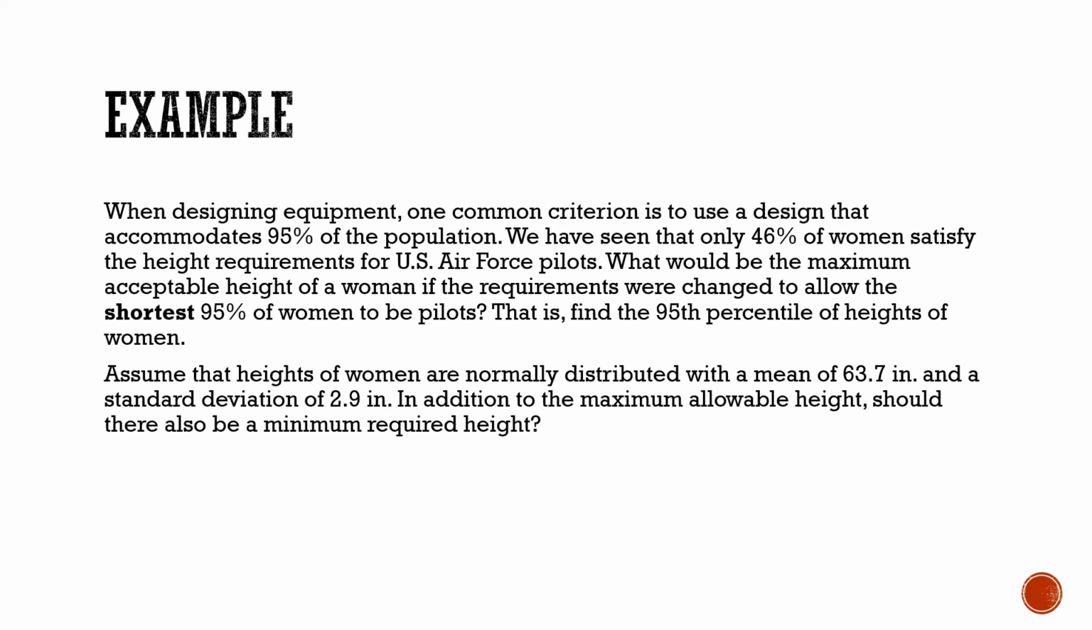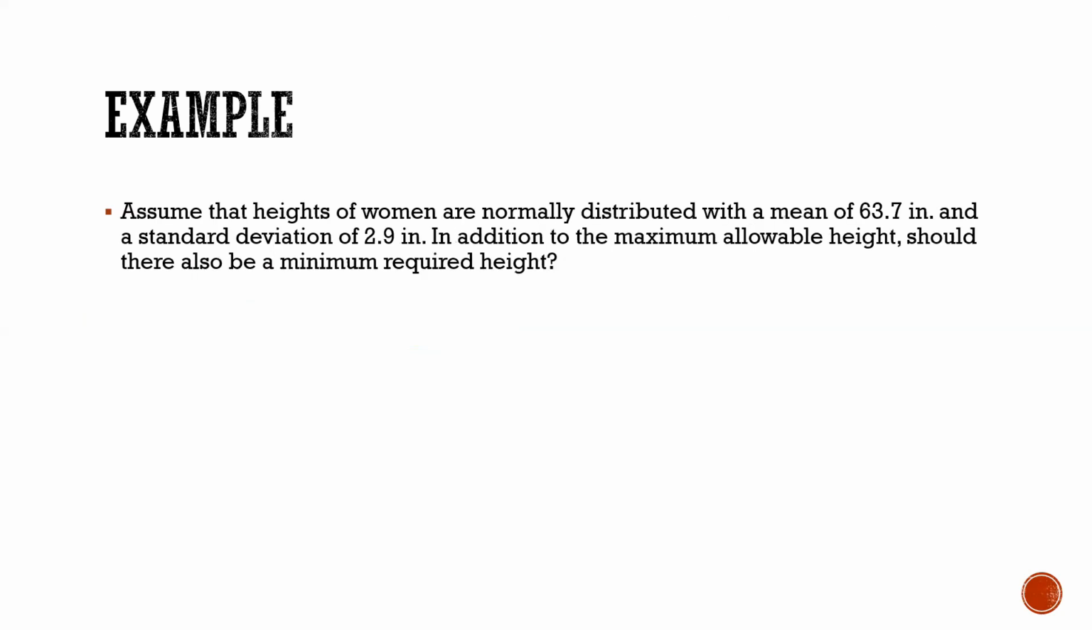So basically, roughly, we want a plane that accommodates the shortest 95% of women, right? So what is that height limit? Basically, we want to find a height that has 95% of women shorter or equal to this height, right? So in other words, we are trying to find... let's draw what we have, right?